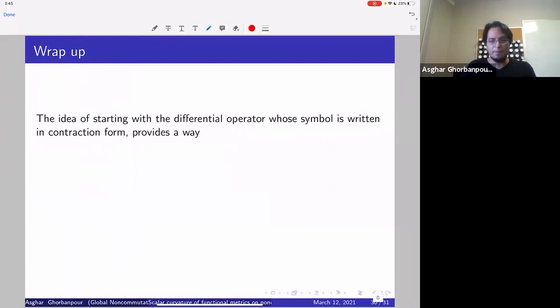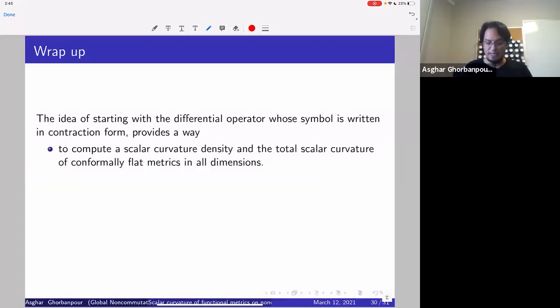Just to wrap up, starting with the idea of differential operators whose symbols are written in the contraction form, and developing that simple calculus of differentiation of a function of a smooth element in the contraction form, working on that gives us, first, that we can calculate the scalar curvature density and total scalar curvature for conformally flat metrics for all dimensions. So this can be done for all dimensions in one shot.